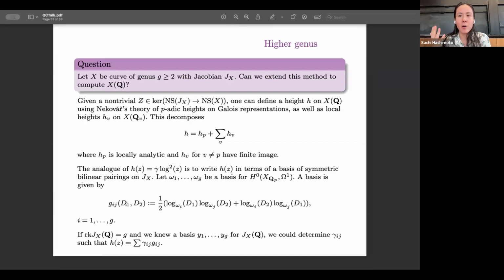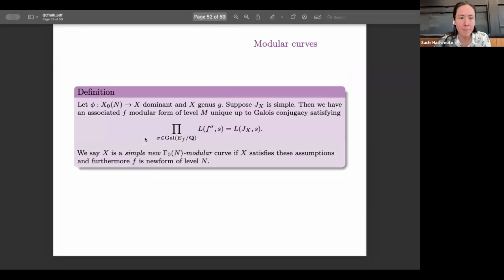And just to reiterate why that's so important: you need to do this in order to explicitly find rational points, because you're trying to solve for zeros of p-adic power series. So you need to be able to explicitly write down your p-adic power series. Okay, that's our setup.